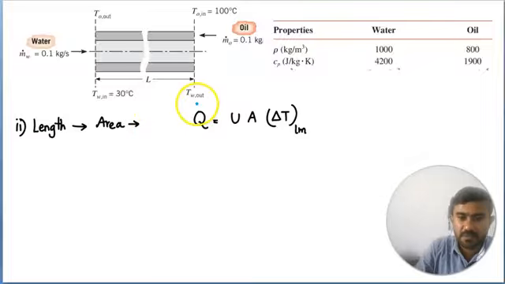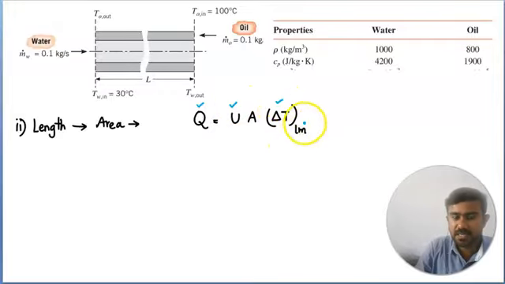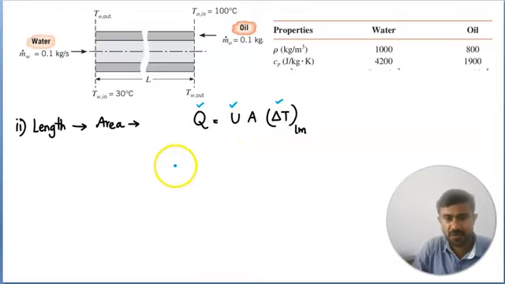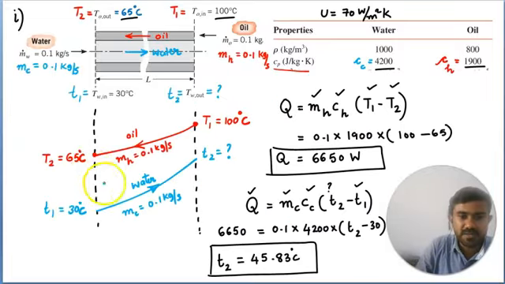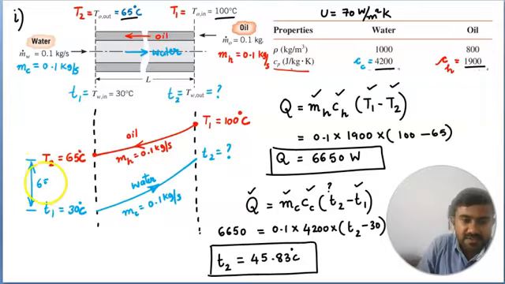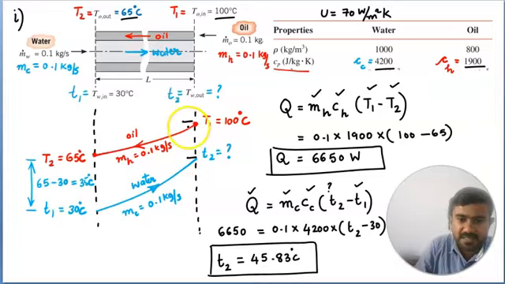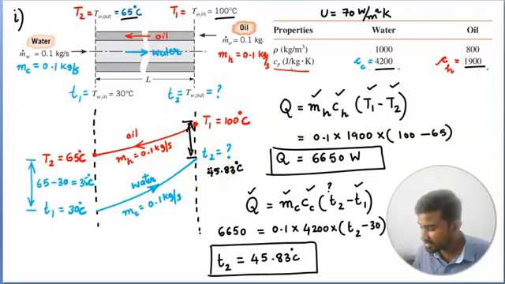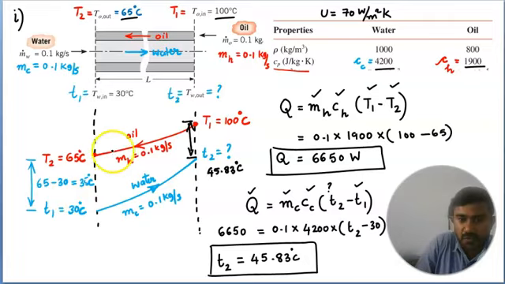Now what all do we have? We found the heat transfer rate. U is given in the problem. The logarithmic mean temperature difference can be found for a counterflow configuration. So first let's find the LMTD for counterflow configuration. Going back to the figure, we see that at the inlet the temperature difference is 65 minus 30, which is 35 degrees Celsius, and at the exit the temperature difference is 100, and we figured out this is 45.83. Now we know the temperatures. So 100 minus 45.83 is 54.17.